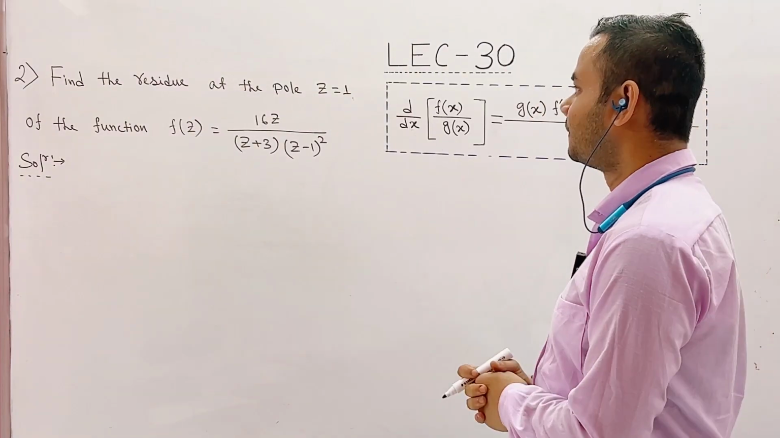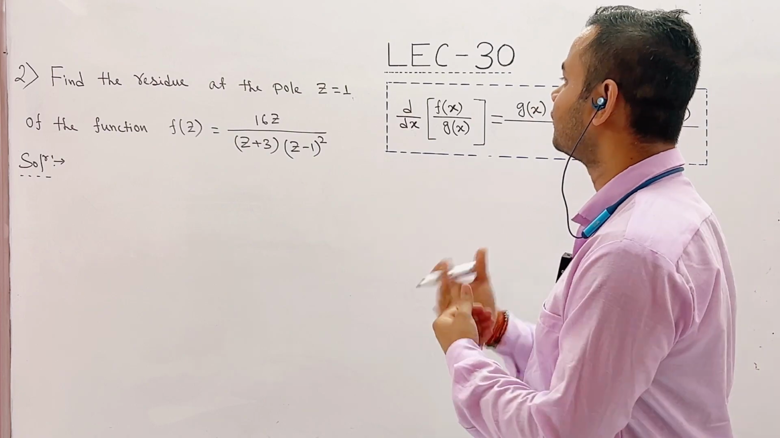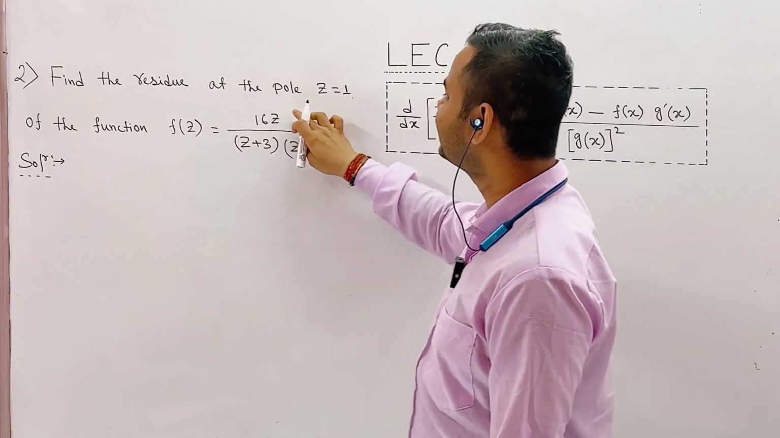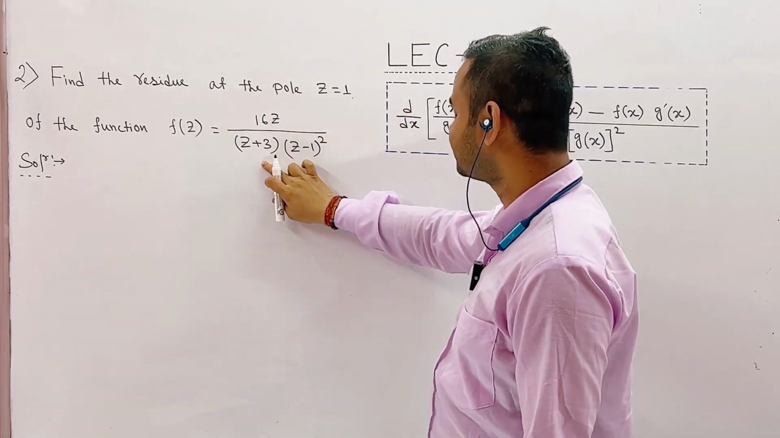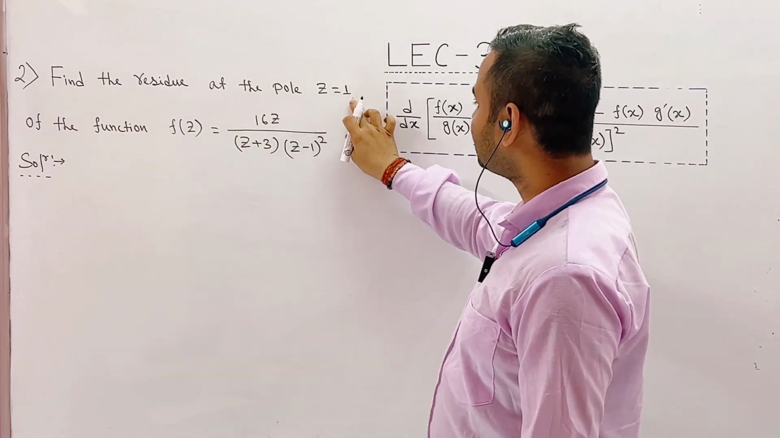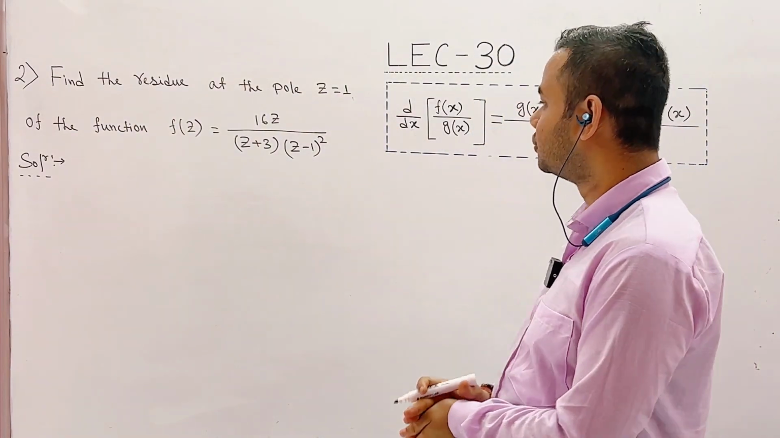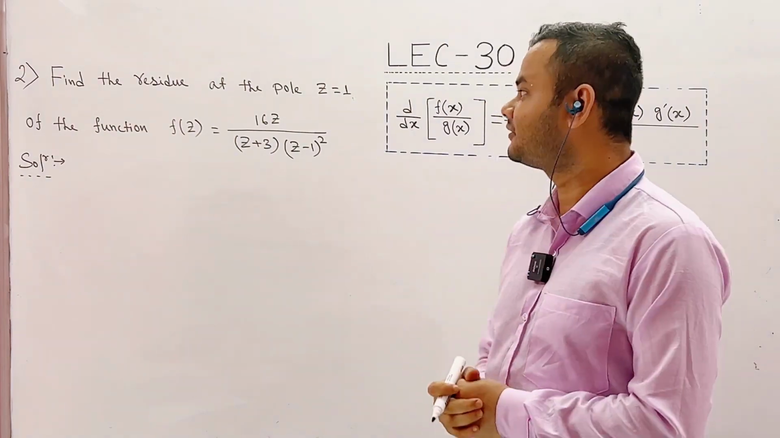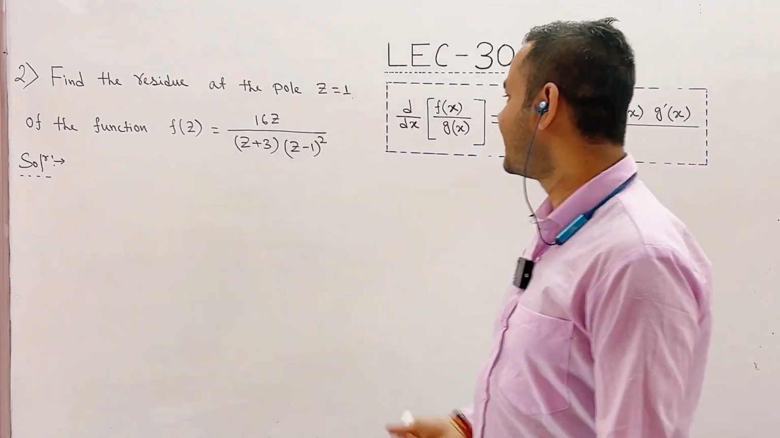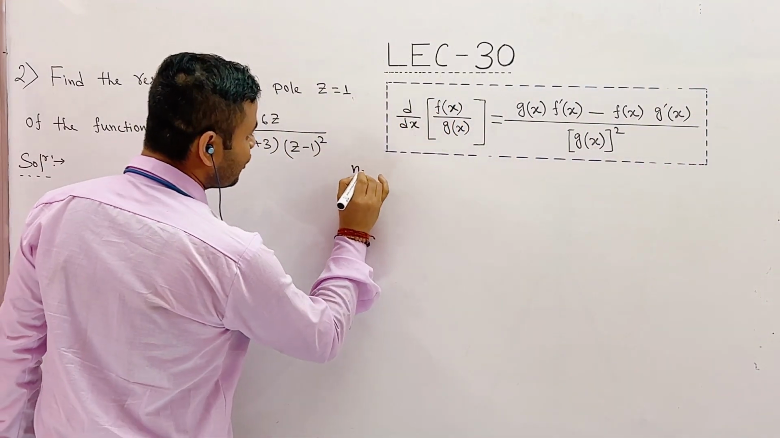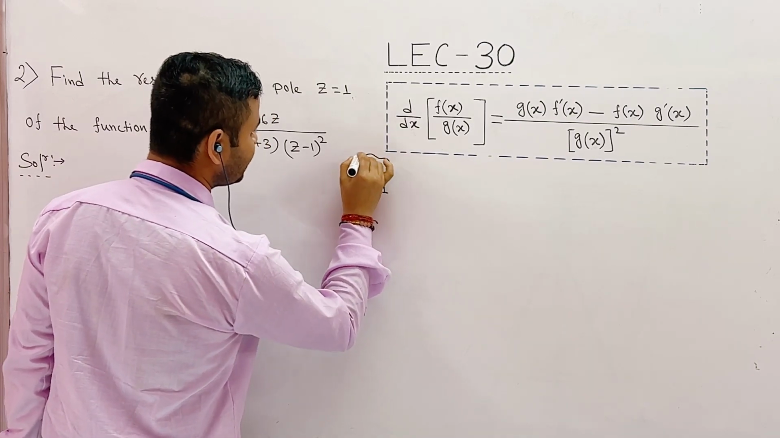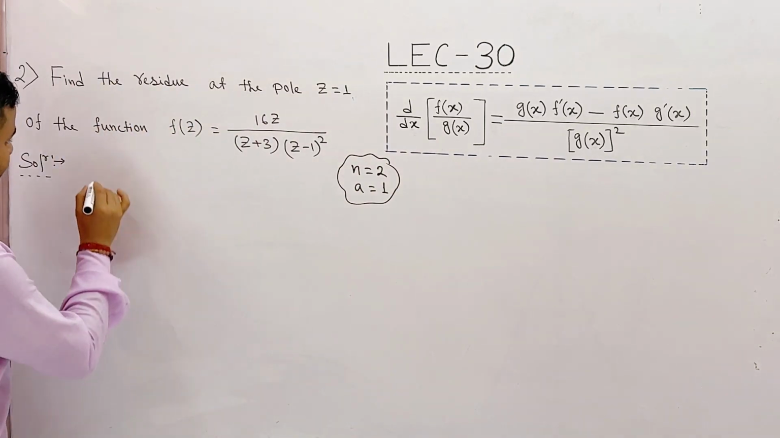Next, let me solve problem number 2. According to this problem, we have to find out the residue at the pole z equal to 1 of the function f of z is equal to 16z divided by (z plus 3) into (z minus 1) whole square. Students, here we have seen that z equal to 1 is a pole of order 2. So, definitely we have to use method number 3 for finding residue of the function f of z at z equal to 1. Here the value of n, that means order, is 2 and the value of a is 1. Now, let me write these points.